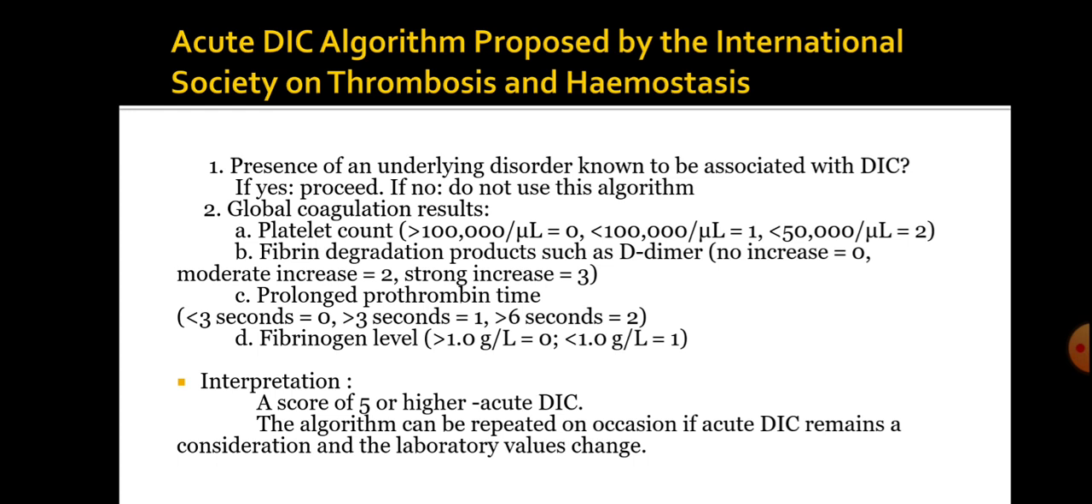For fibrin degradation products such as D-dimer, when the D-dimer levels show no increase, the score is 0; moderately increased, score is 2; strongly increased, score is 3. For prolonged prothrombin time, when the PT prolongation is less than 3 seconds, the score is 0; more than 3 seconds, score is 1; more than 6 seconds, score is 2. Fibrinogen level more than 1 gram per liter, score is 0; less than 1 gram per liter, score is 1. Interpretation: a score of 5 or higher is interpreted as acute DIC. The algorithm can be repeated on occasion if acute DIC remains a consideration and the laboratory values change.